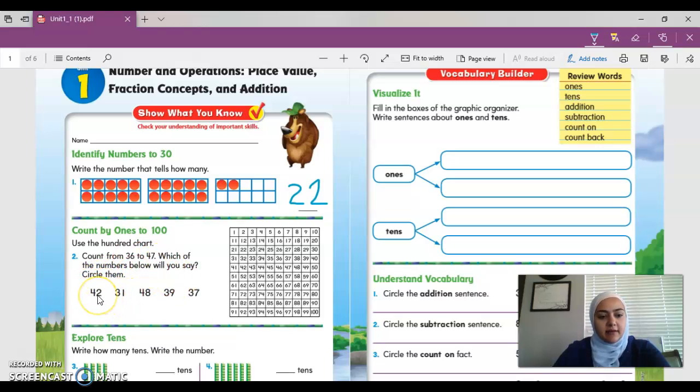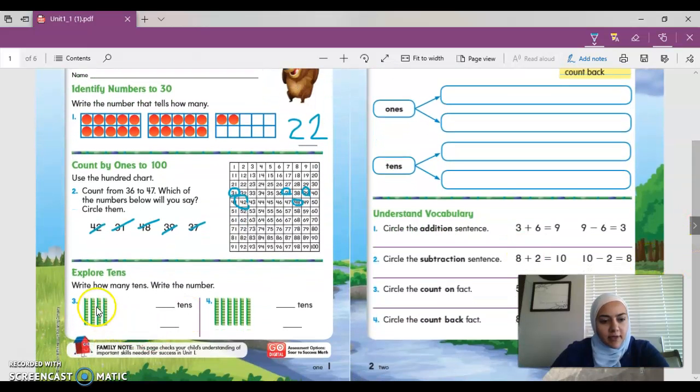Which numbers exactly? They asked for 42, so we're going to find 42. We're going to circle it. He says 31. Circle that. 48. And so we did 42. We did 31. We did 48, 39, circled that, and then 37, circled that. Awesome. Let's go on.